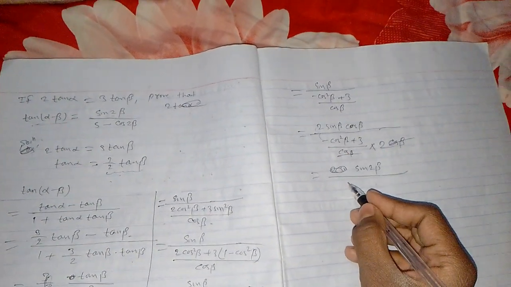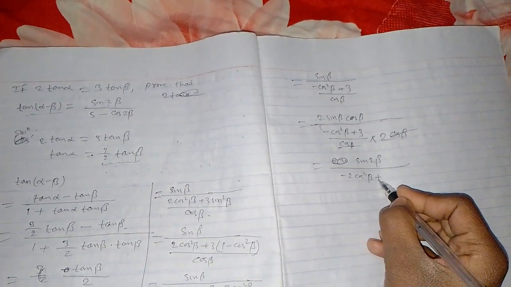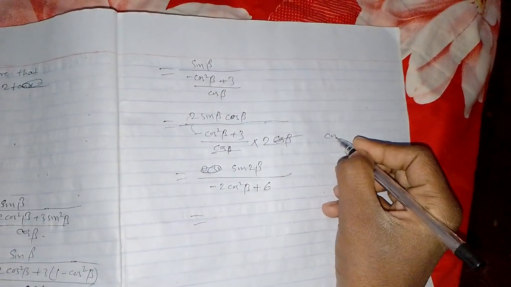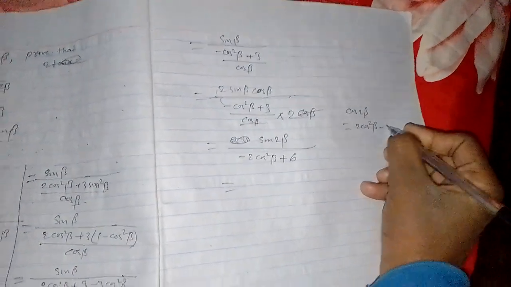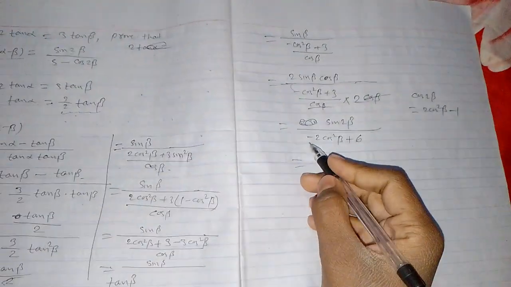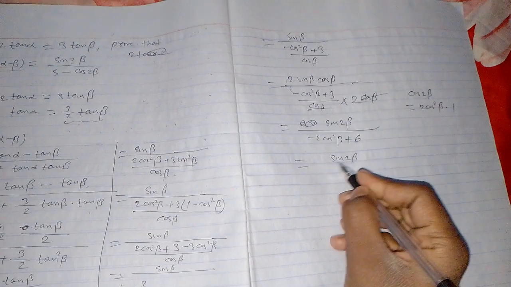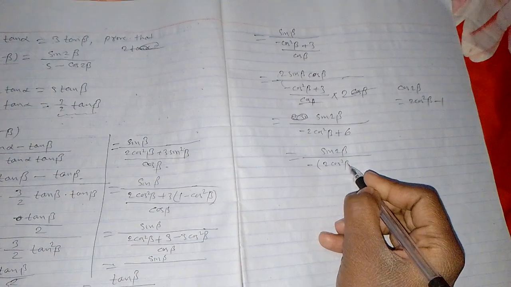this will be, now if you multiply by 3, minus 2 cosine squared beta plus 6. And now we want to transform into 2 beta here. So to write 2 beta, what are you going to do? The formula for cosine 2 beta in terms of cosine is 2 cosine squared beta minus 1. But this is minus instead of plus 2. So what you can do next? Sine 2 beta divided by, we can take minus common. So it becomes 2 cosine squared beta minus 6.